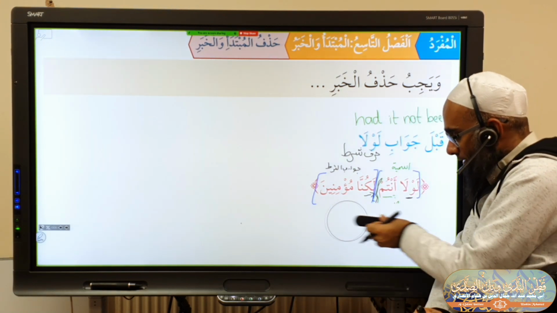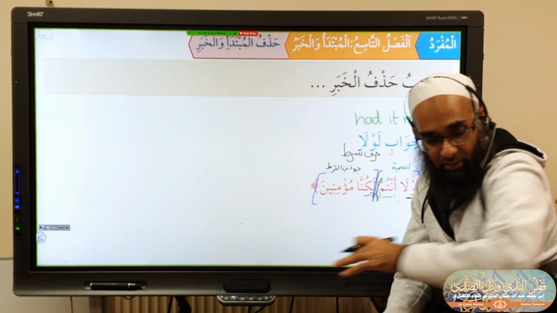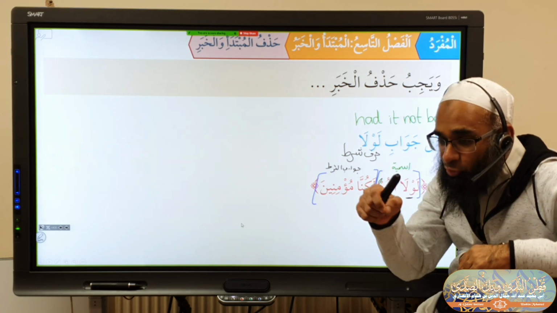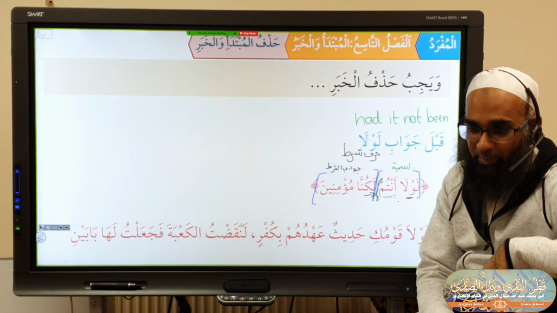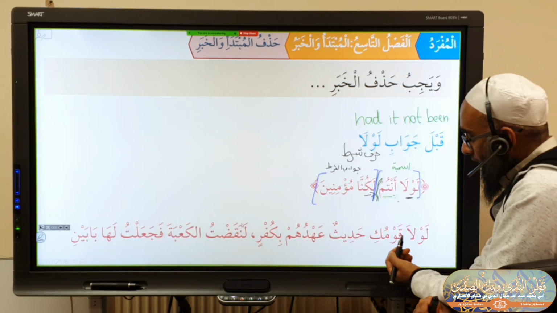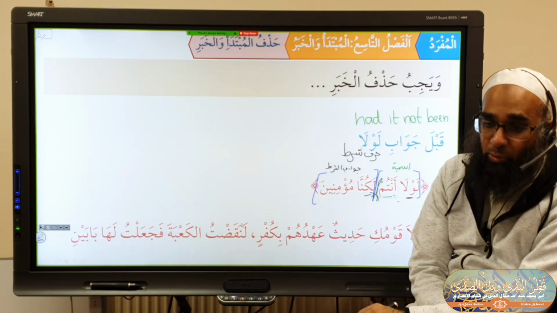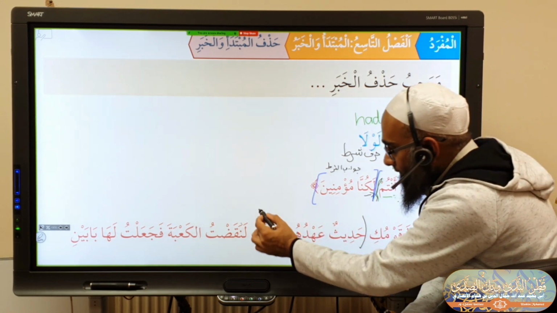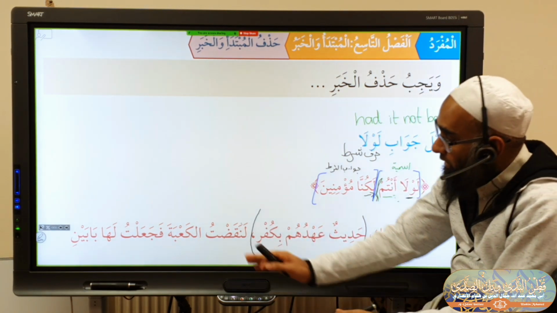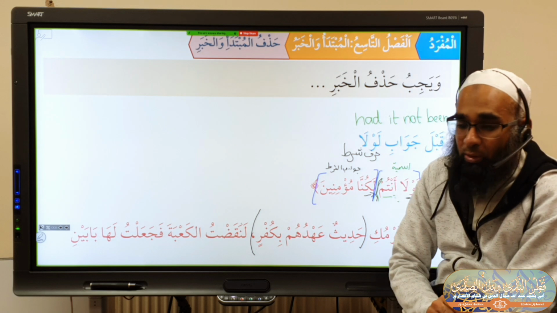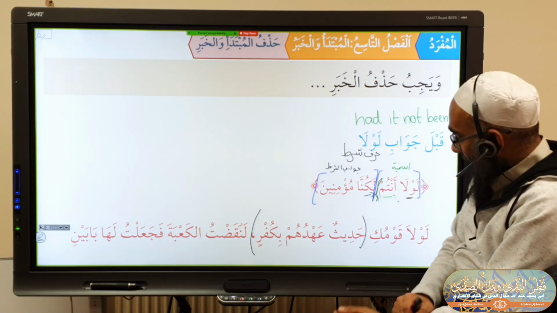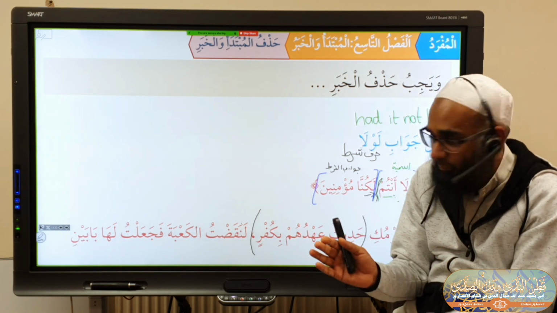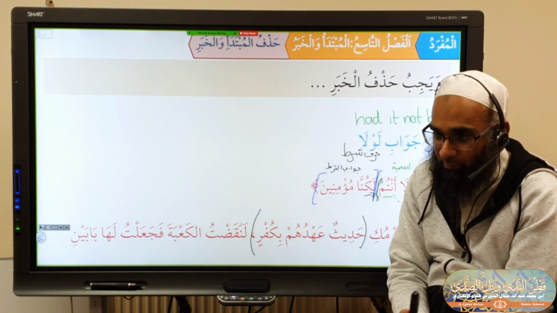However, if it's not a general statement, if it's not like a mawjood or something general, then you mention it. So, for example, the Prophet sallallahu alaihi wasallam said to Aisha radiyallahu ta'ala anha, "Lawla qawmuki, lanaqaztu al-Ka'ba, faja'altu laha babayn." Had it not been for your people, I would have broken down, deconstructed the Kaaba and reconstructed it with 2 doors.